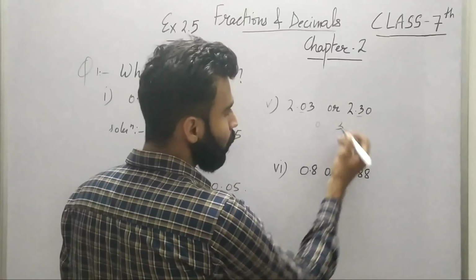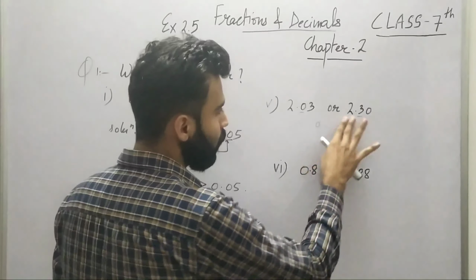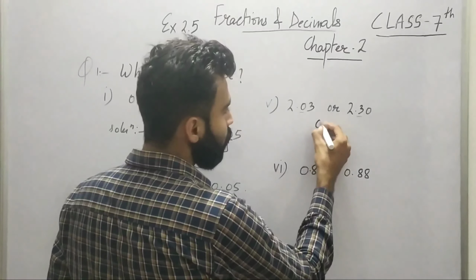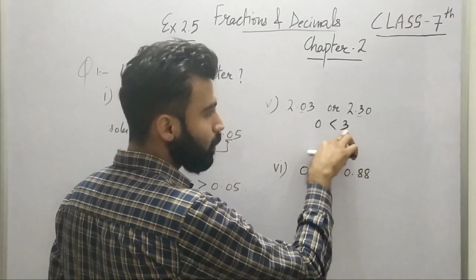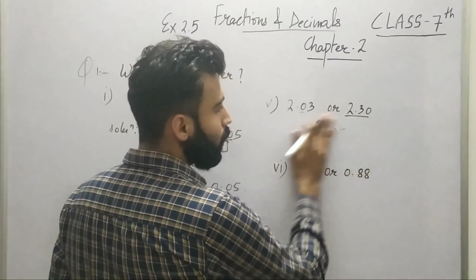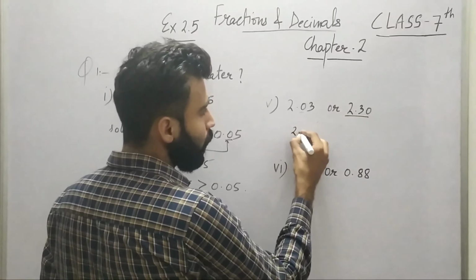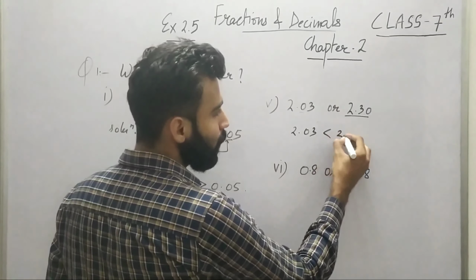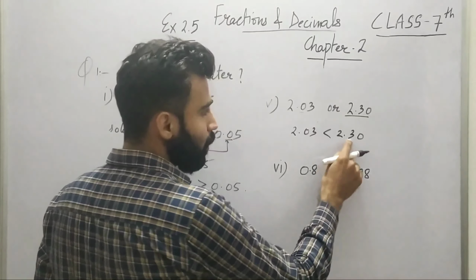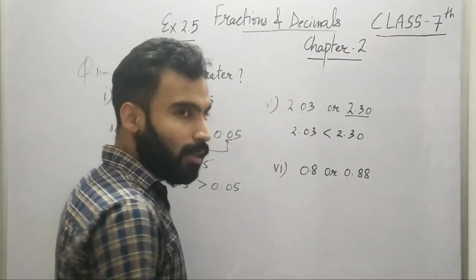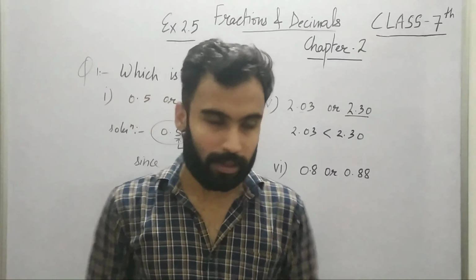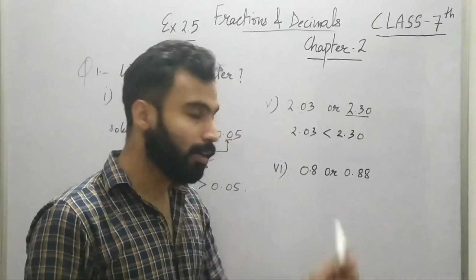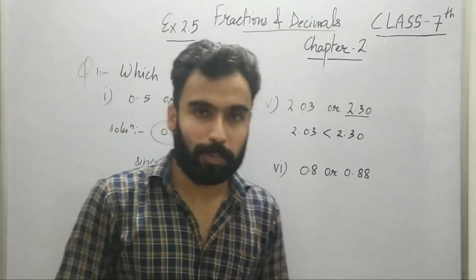Let me change the marker here. You can see between 0 and 3, which one is greater? You can see clearly 3 is greater. That means this value is greater than 2.03. So 2.03 is less than 2.30, which means 2.30 is clearly greater than 2.03. Let's move to another part. This is the last part which I'm going to explain to you.